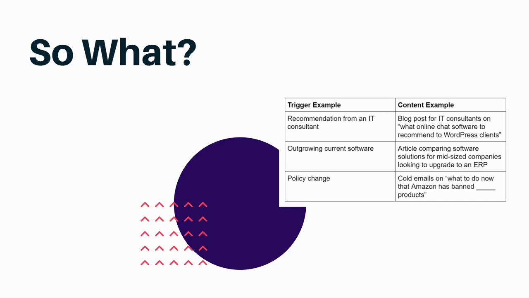customer journeys look like. But so what? What does this mean for you? It means you now know how to put a marketing plan together. For example, let's start with the triggers. If the trigger is a recommendation from an IT consultant, then you can create a blog for IT consultants, such as what online chat software to recommend to WordPress clients.